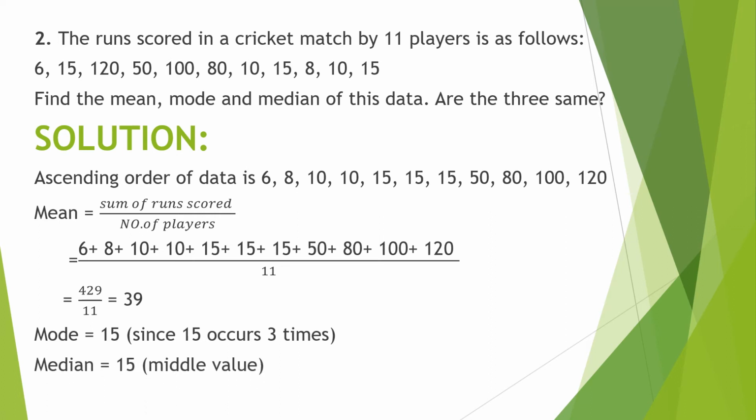Next, median. Median is the middle value. Here 11 players are there, so the sixth observation is the median. The sixth observation after arranging in ascending order is 15. Hence, the median is 15. Now the last part of the question: are the three the same? That means, are mean, median and mode the same or not? No, the three are not the same.